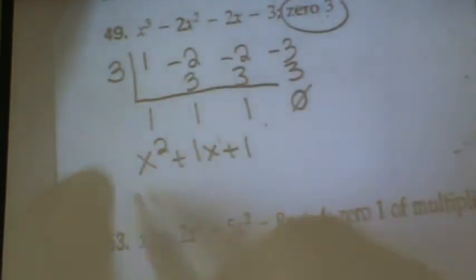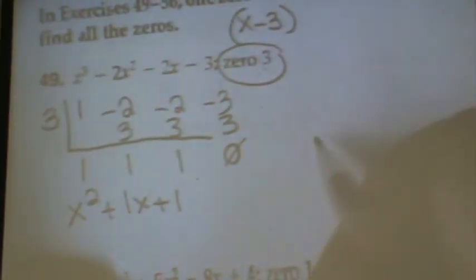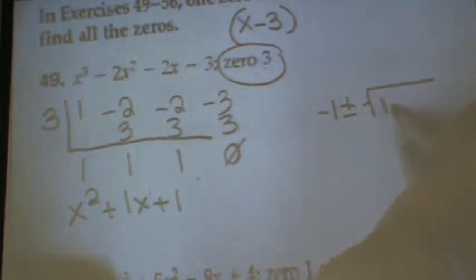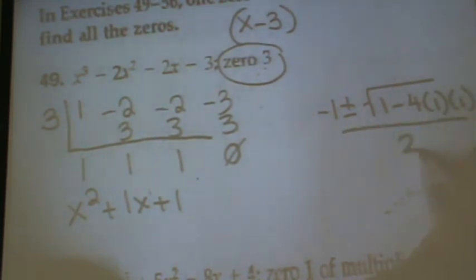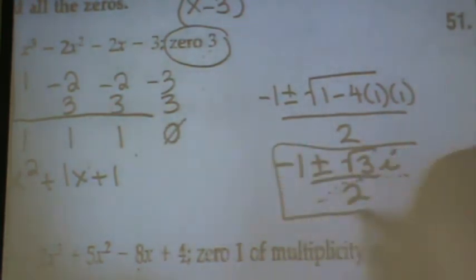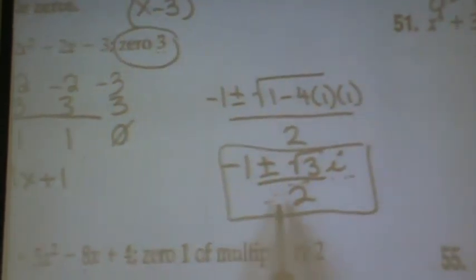Now to find these two zeros, I would use the quadratic formula. So it's negative b, negative 1 plus or minus the square root of 1 squared minus 4 times 1, all over 2 times 1. So it's negative 1 plus or minus square root of 3i over 2. So these are the other two zeros. So 3 is one of them, and the other two, which are imaginary, are negative 1 plus and minus root 3i over 2.